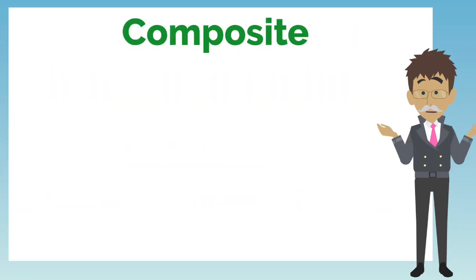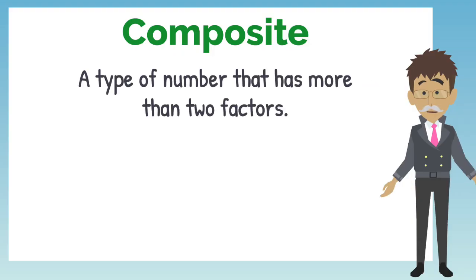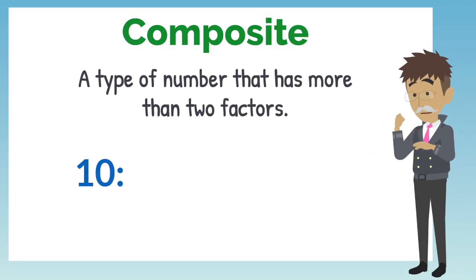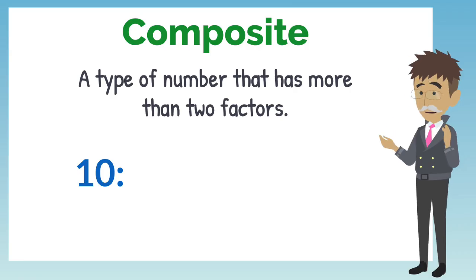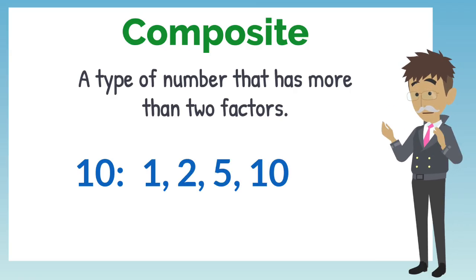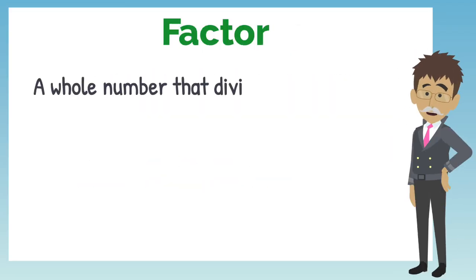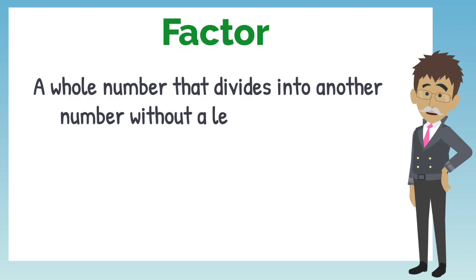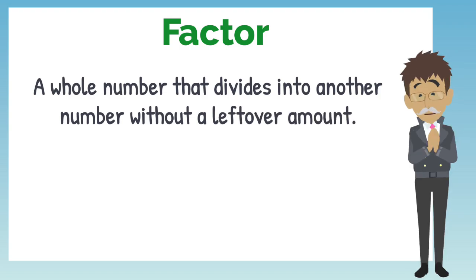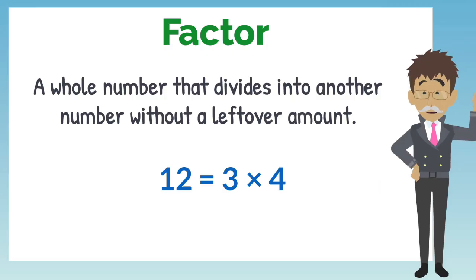Composite. A type of number that has more than two factors. For example, 10 is composite because it has factors of 1, 2, 5, and 10. Factor. A whole number that divides into another number without a leftover amount. A factor of 12 is 3 because 3 times 4 is 12.